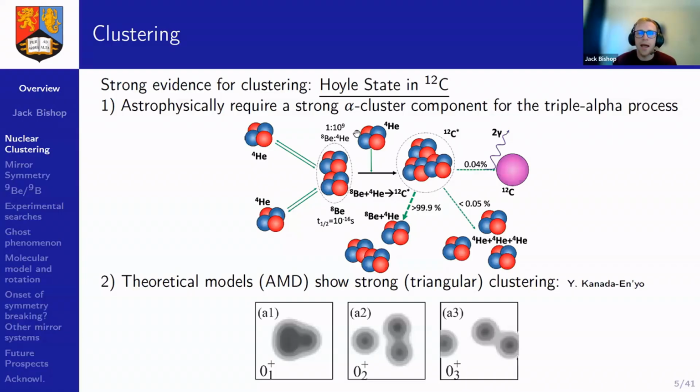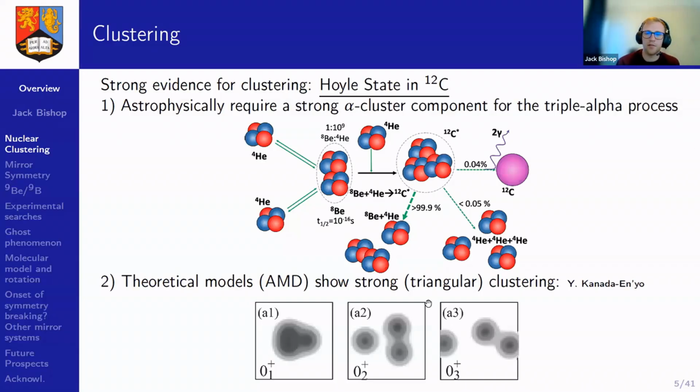If we think about how we're actually producing this, we're bringing together this beryllium-8 with an alpha particle. So the configuration to make this reaction happen in a much faster way must already have some sort of strong alpha clustering component. So we can think about some of our nicest models. There's a particular theoretical model, AMD, which is antisymmetrized molecular dynamics. What this allows us to do is basically let the protons and neutrons do whatever they want to do. They're almost free. And we're looking at certain stable configurations inside of the nucleus.